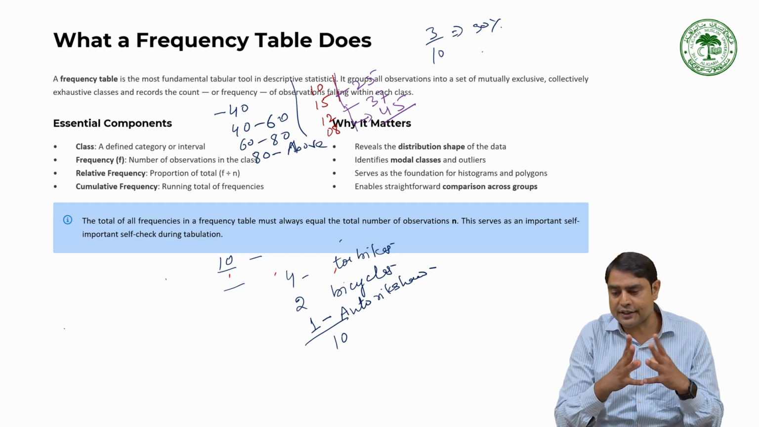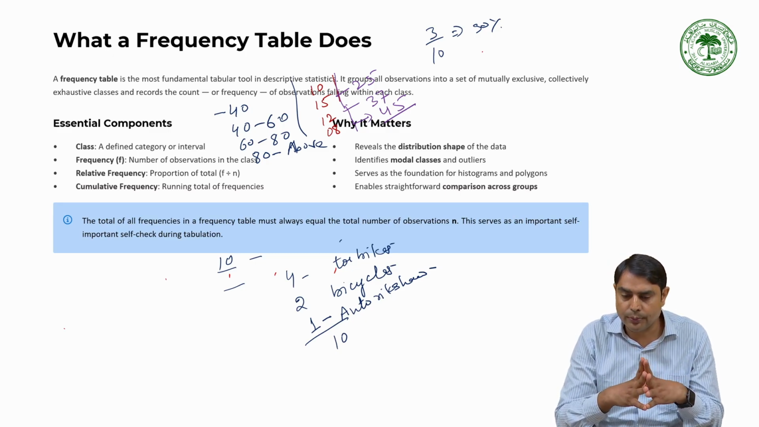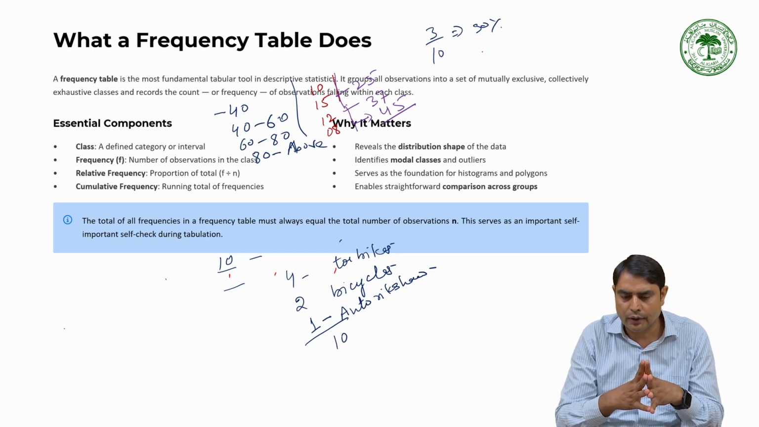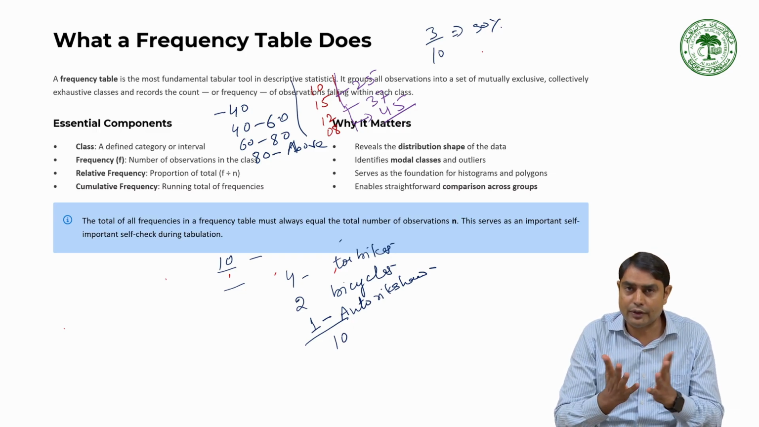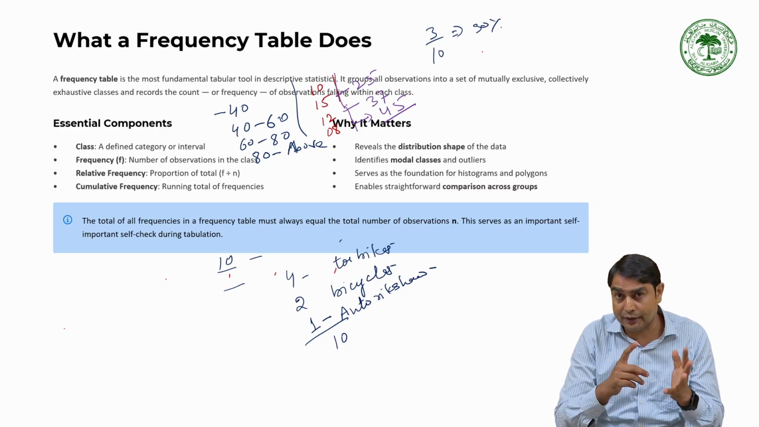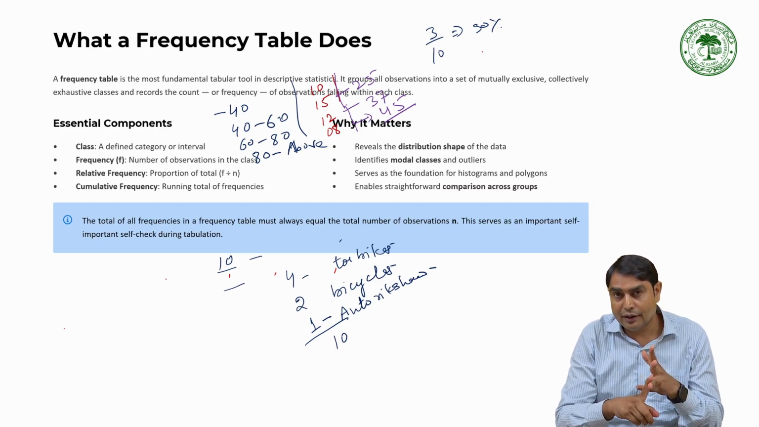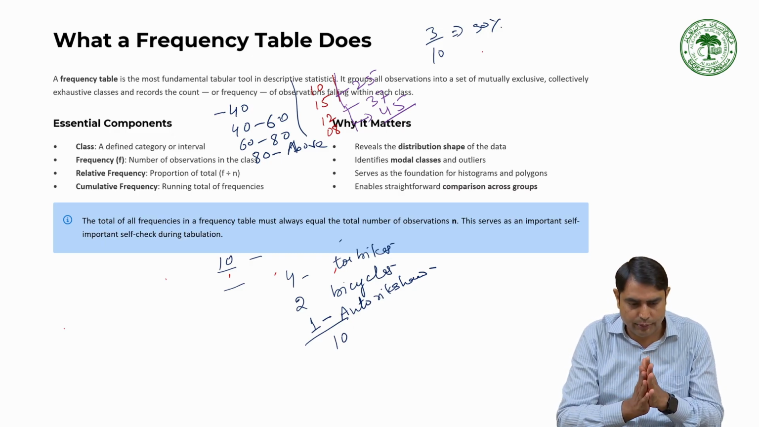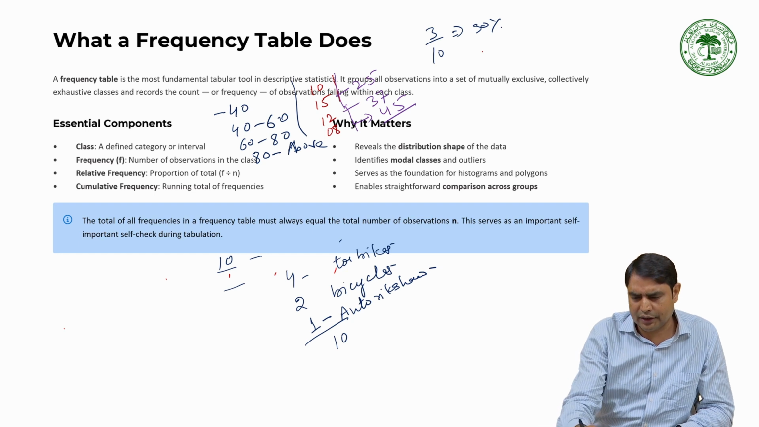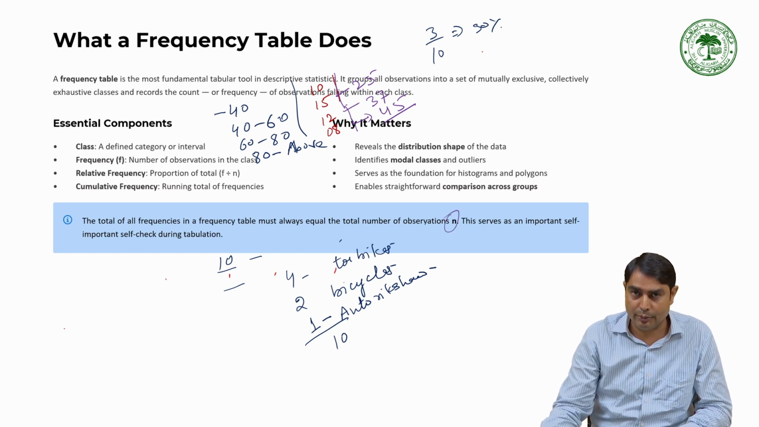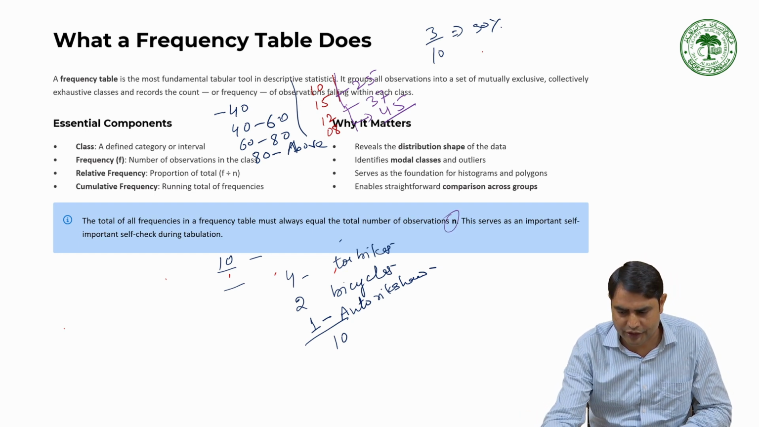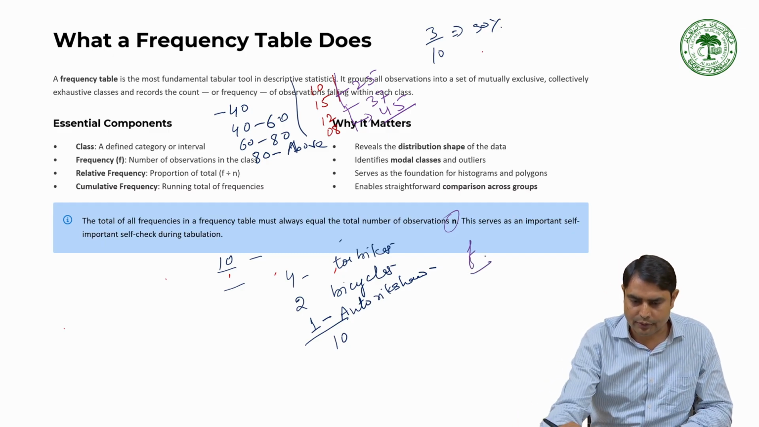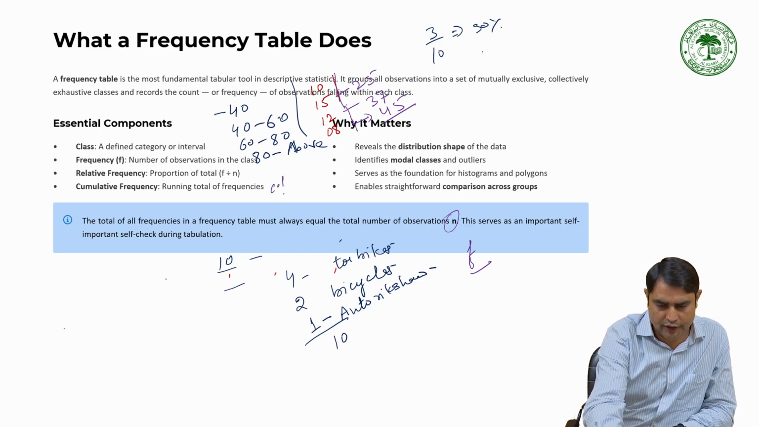Cumulative frequency enables straightforward comparisons across the group, whereas relative frequency serves as the foundation for histograms, polygons, etc. And frequency is helpful for us in identifying the modal class, median class, and also to find out the mean. So frequency has its own importance. And usually we take the total of frequency as n. Sometimes cumulative frequency is mentioned or referred to as CF.